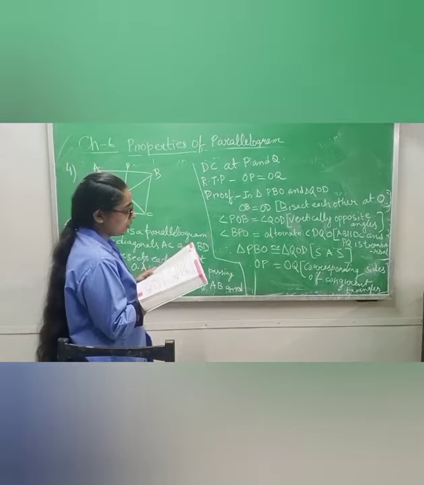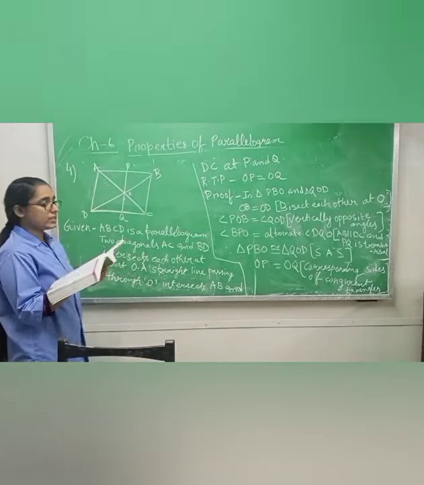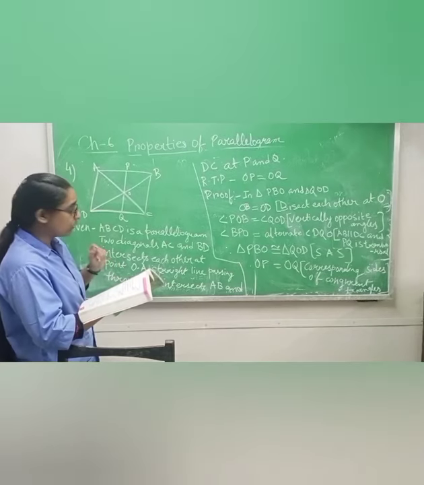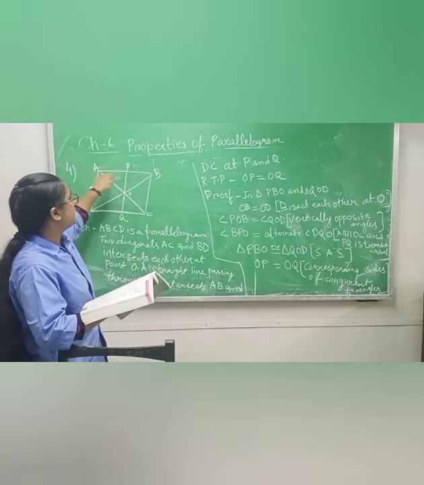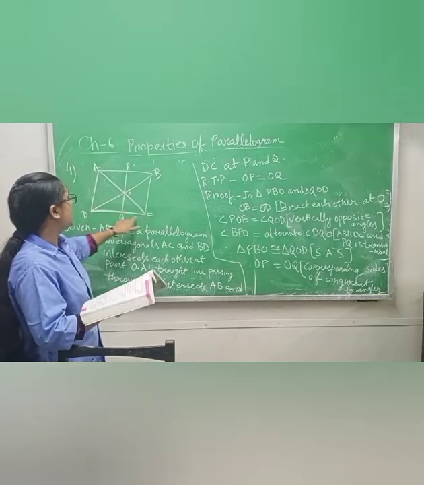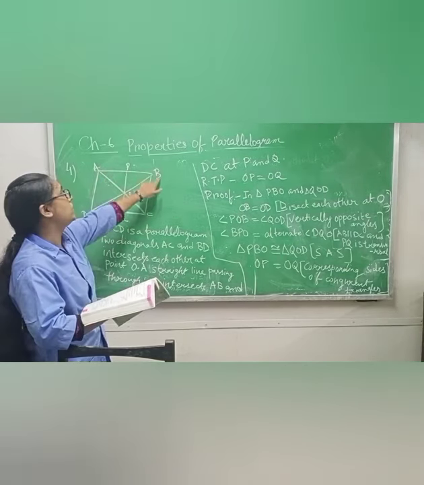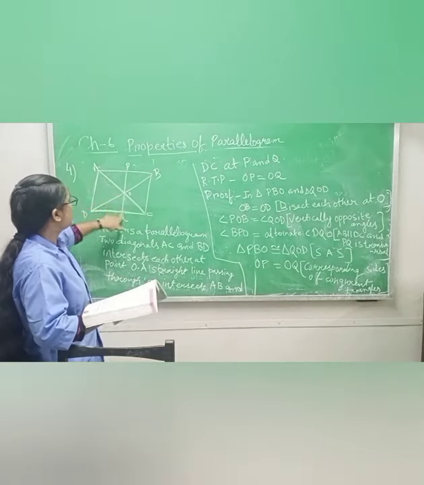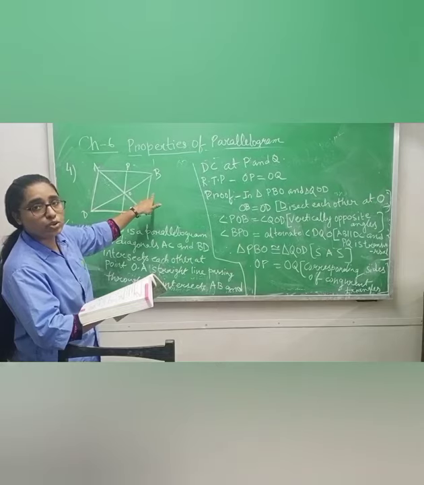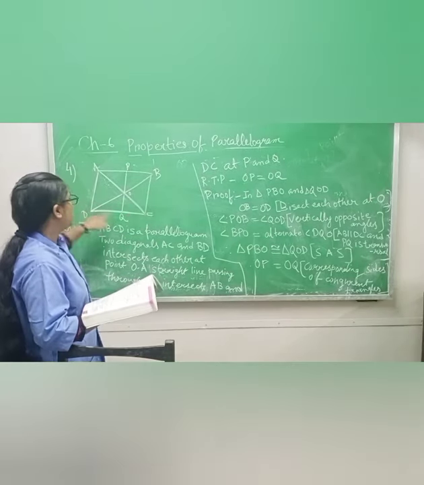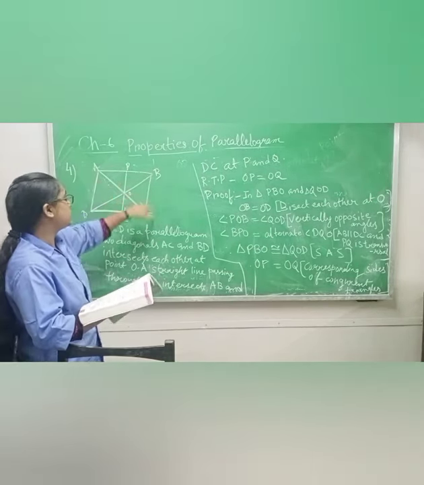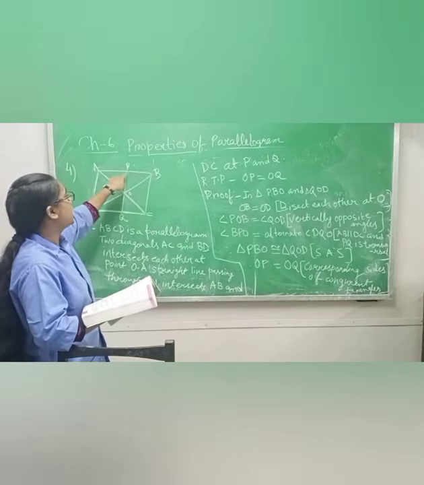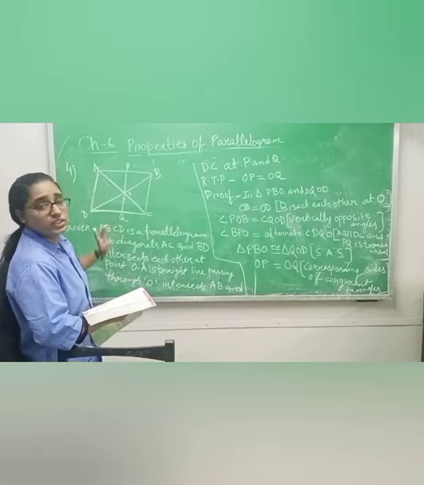After that, a straight line passing through O intersects the sides AB and BC at the points P and Q. That is why I have taken ABCD like this. You can take A, B, C, D like this also, so this straight line will come like this. Both are correct. I have taken ABCD like this, and I am making one straight line passing through O and intersecting AB at the point P and BC at the point Q.